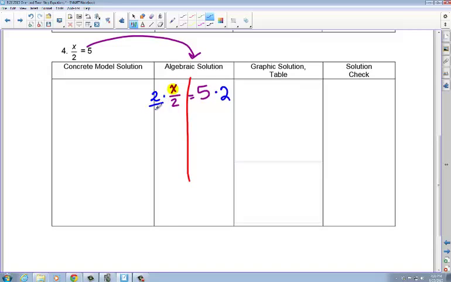Now, if you remember, a whole number can always be put over 1. When we multiply straight across, we get 2x divided by 2. Or you can think of it as 2 divided by 2. When we have 2 divided by 2x, you know that 2 divided by 2 is 1, and that's what we want. It's an understood 1 in front of your x. And so we get x is equal to 10.